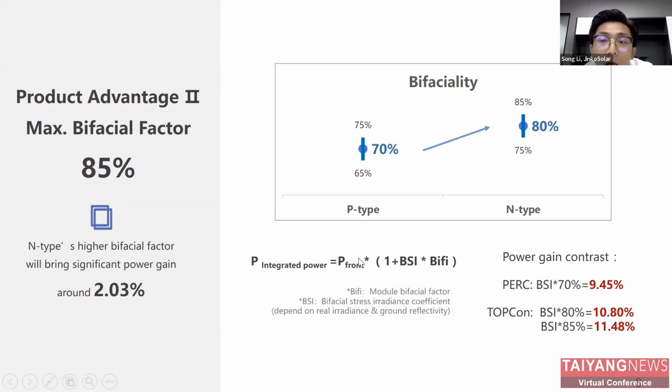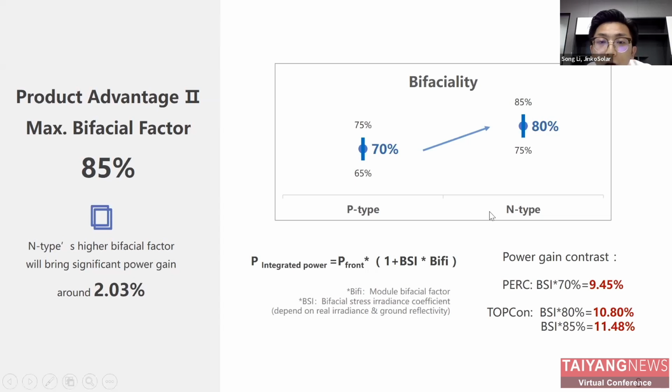And besides, a higher bifacial factor is the second advantage. So what is the bifacial factor for this module? It equals the rear power divided by the front power. It's familiar that the bifacial factor of the traditional PERC module is about 70, while the N-type cell using TOPCon technology has the highest bifacial factor of 85.